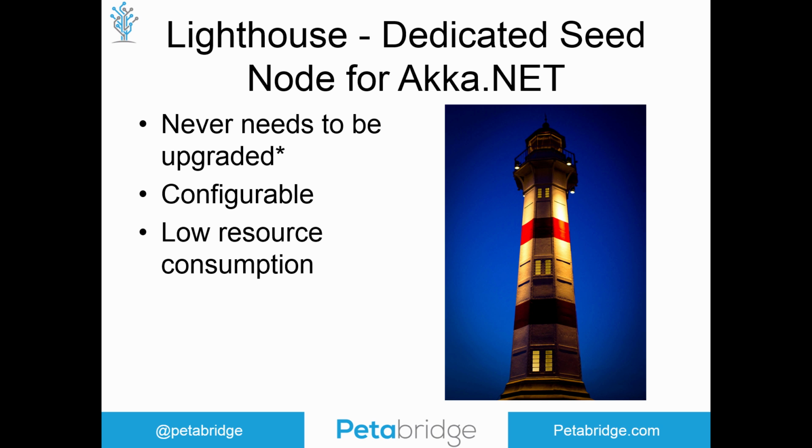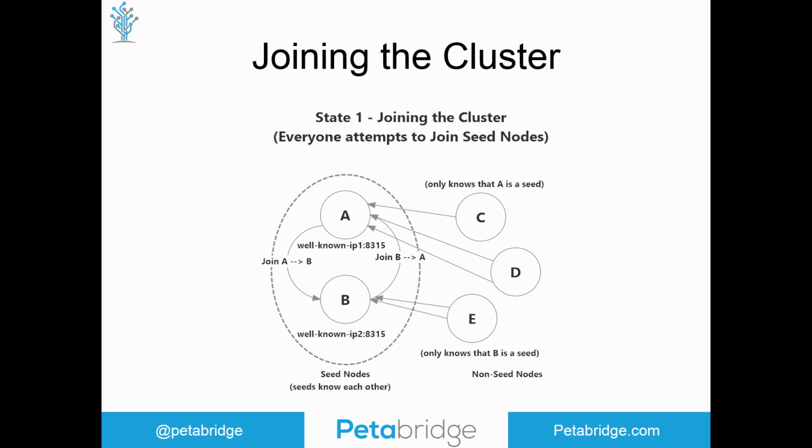Okay, back to how a cluster forms. As we said, we had 5 nodes, A, B, C, D, and E. A and B, being seed nodes, already know about each other, so they start the cluster themselves. A contacts B, B contacts A, and between them, they very quickly form a cluster. Now we have 3 other nodes, C, D, and E, who are not yet part of the cluster.